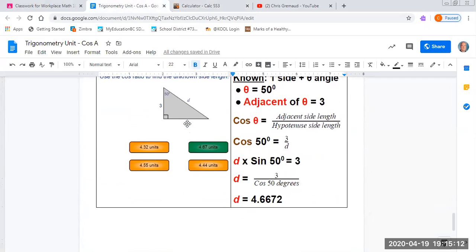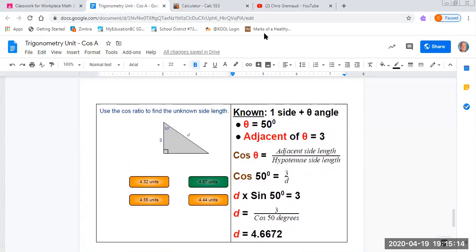Now, let's take a look at the very last question. Once again, we're looking for an unknown side, but this time the unknown side is the hypotenuse. It is directly opposite the 90-degree angle. The side that we do know, in relation to this angle here, is the adjacent side. So what we know here is we know angle theta, which is 50 degrees, and we know the adjacent of theta, which is 3.